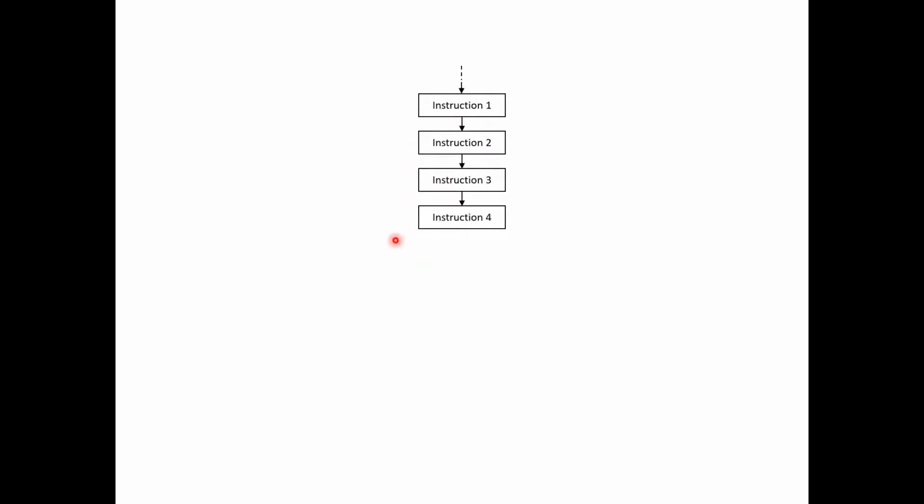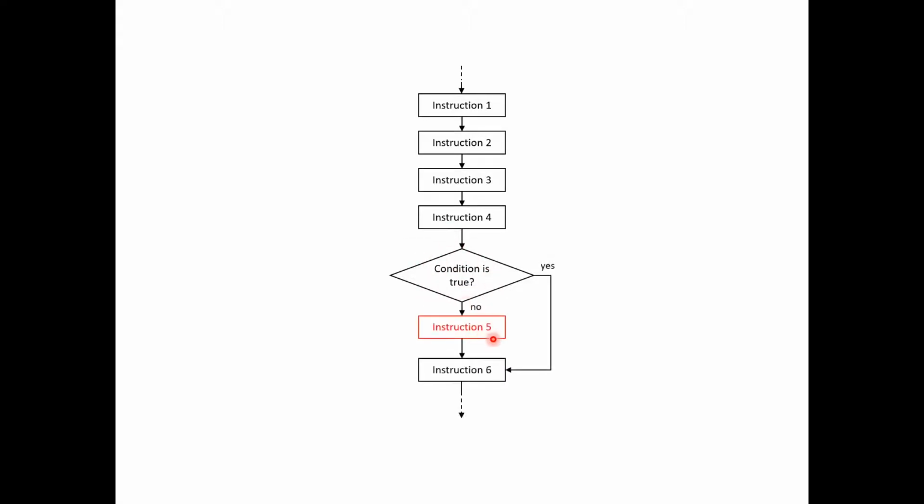But sometimes, especially in complex programs, we may want to skip certain parts, or certain instructions of the program. For example, in this program, after instruction 4, we will test a specific condition. If the condition is true, we will skip instruction number 5, and go to execute instruction number 6, and so on. However, if the condition is not true, or false, we need to execute instruction number 5, 6, and so on. Or maybe we want to go back to instruction number 2, or any other instruction in the program, depending on our program specifications.